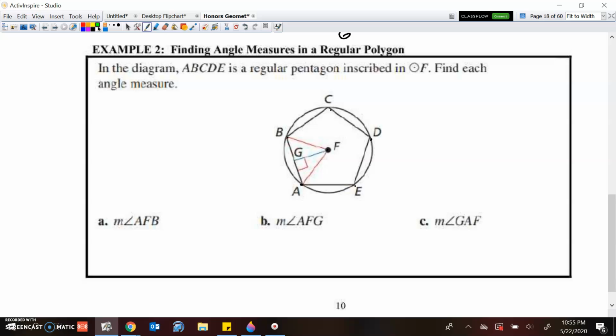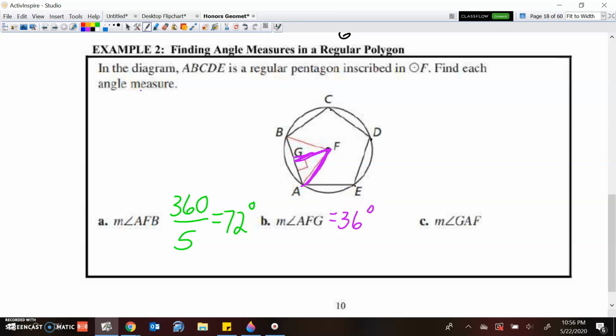First one is the measure of angle AFB, this angle here. So this is a central angle, and we saw above we're going to do 360 divided by how many sides we have, which in this case is a pentagon, so there are 5. 360 divided by 5 we know is 72, so that's 72 degrees. The next thing they want us to figure out is the measure of angle AFG.